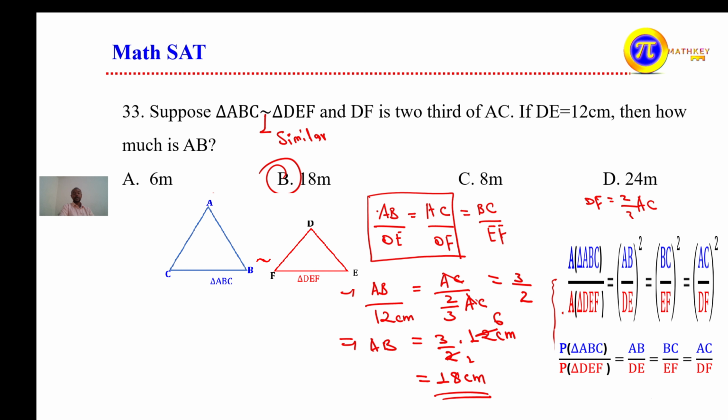But if it is the perimeter of triangle ABC over the perimeter of triangle DEF, it is also the same proportionality. That means we take AB over DE, which equals AC over DF, as we did before, which equals BC divided by EF. So we have the same proportionality constant. For area, we square the proportionality constant. In case of perimeter and side similarity, we take the proportional constant as it is.